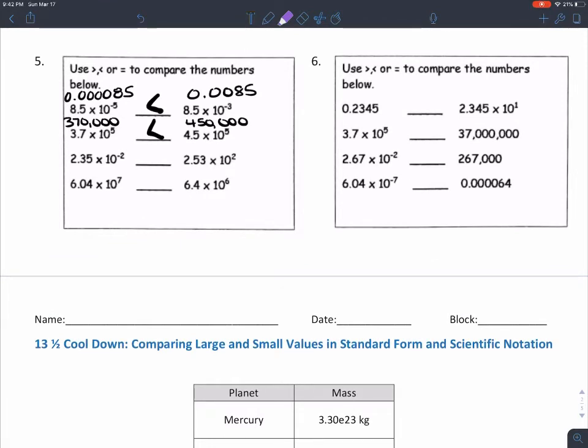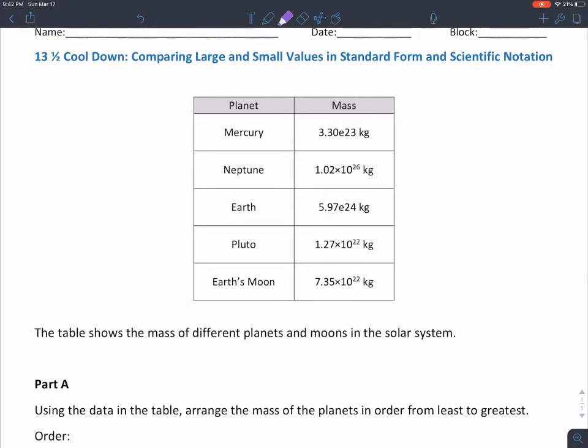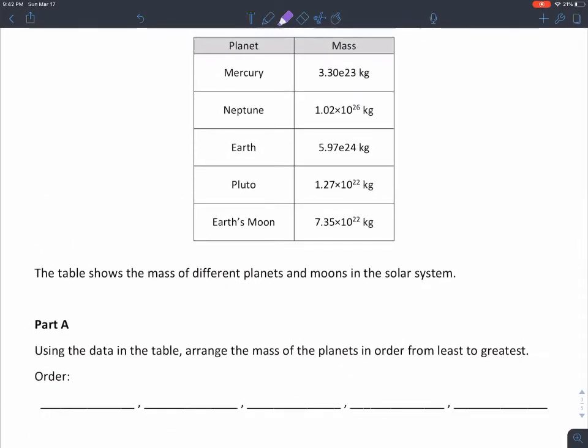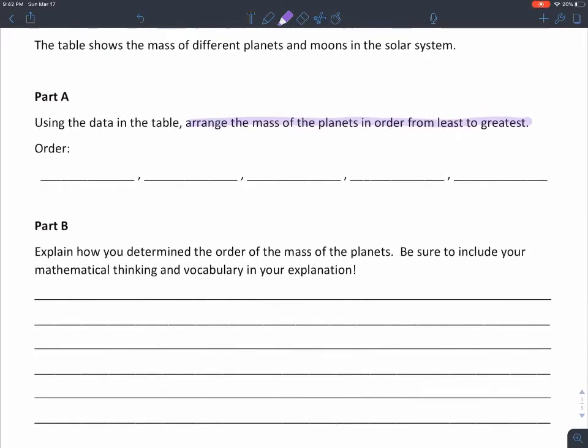After you're done with all of that and you feel confident, you are going to rip off the back page, which is your cool down for today's lesson. So you're going to go through and you are going to complete the cool down. This is your graded assignment for the day. So the first thing you're going to do is you're going to use the data in the table and you're going to arrange the planets from least to greatest. So you have to go through and you have to transfer all of their masses, and then you are going to label them from least to greatest. Just by their planet name is fine.